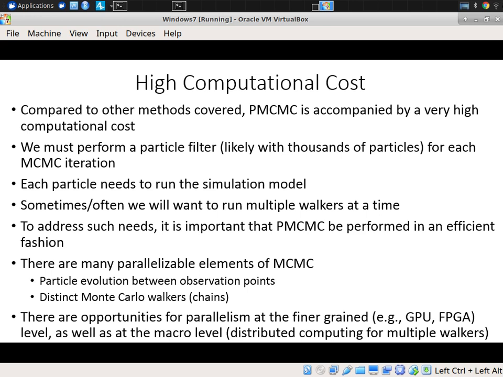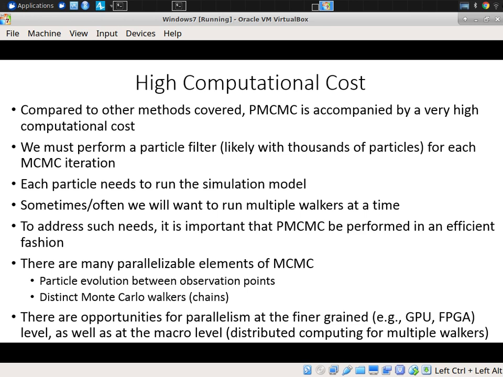Compared to other methods covered, PMCMC has a high computational cost. It's expensive. We're doing these particle filters for every MCMC iteration. Let me be very clear: it's awesome. This technique, I'm staking a large fraction of our research group's efforts around this technique. I think it's great. It's super powerful, really insightful, but it's expensive. Okay, and let's go through why.